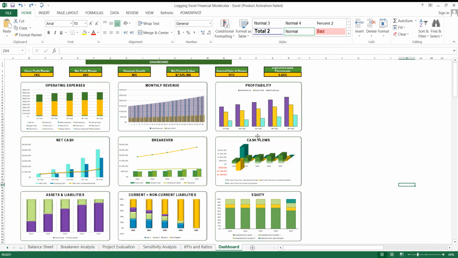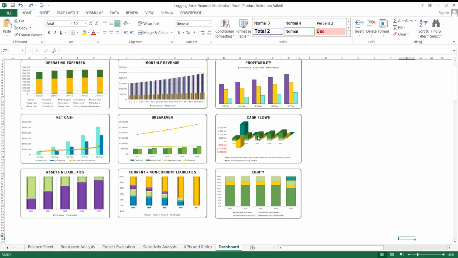Finally, we have the dashboard. The financial performance of the business can easily be viewed through these effective visualizations in the dashboard.